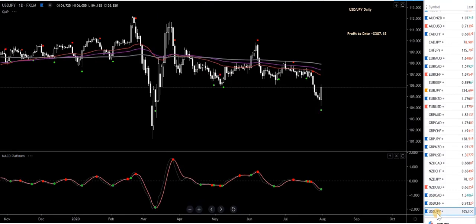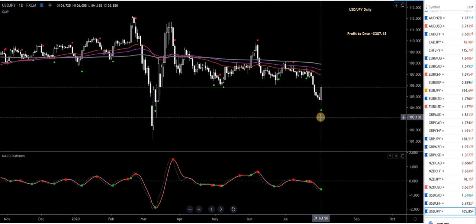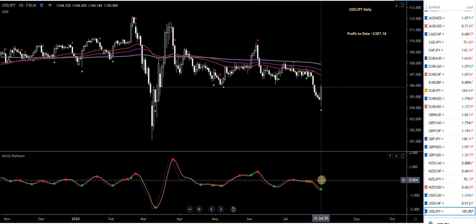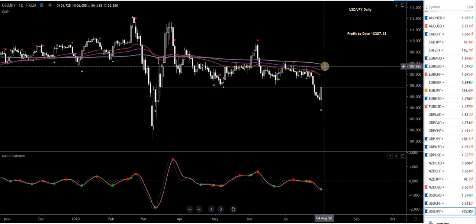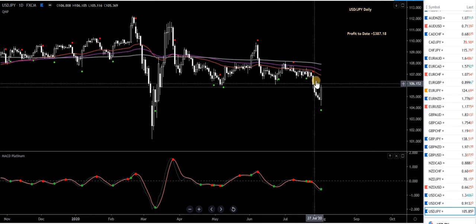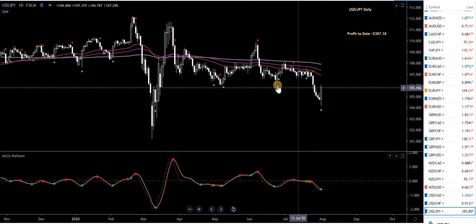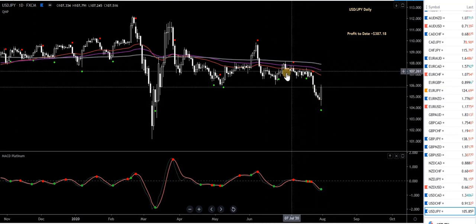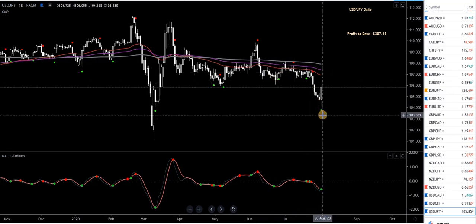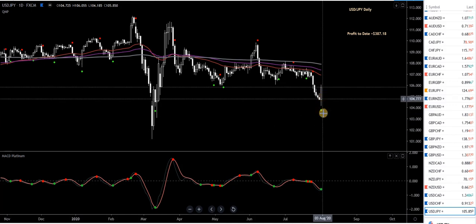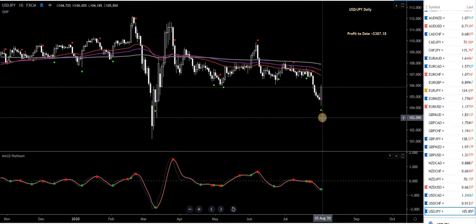And USD, Japanese yen. New buy signal on Monday, but I won't be taking it. It's against the trend. There's no divergence. Nothing to get excited about. It could be a winner, don't get me wrong, but if I'm going against the trend, I need at least divergence. So in this case, not taking it. But as you can see, it's a good example of what's going to happen on Monday.